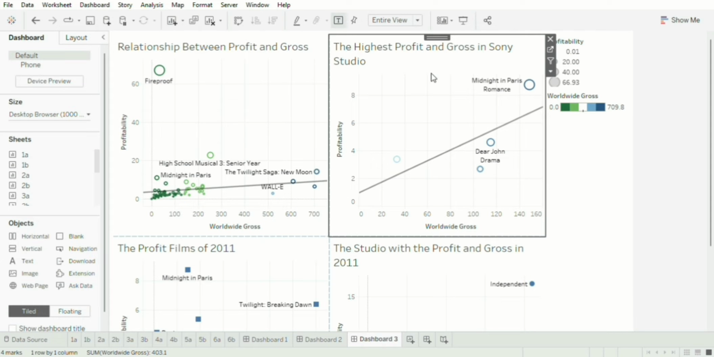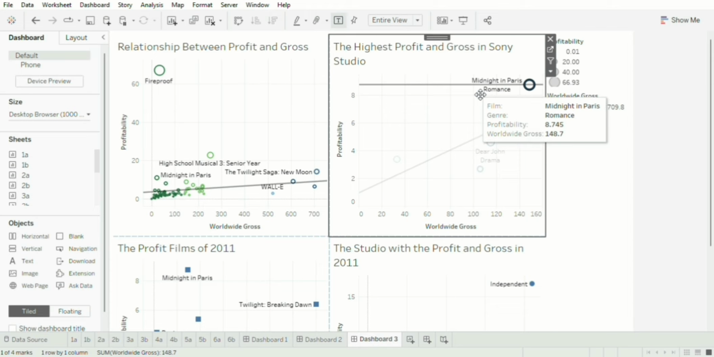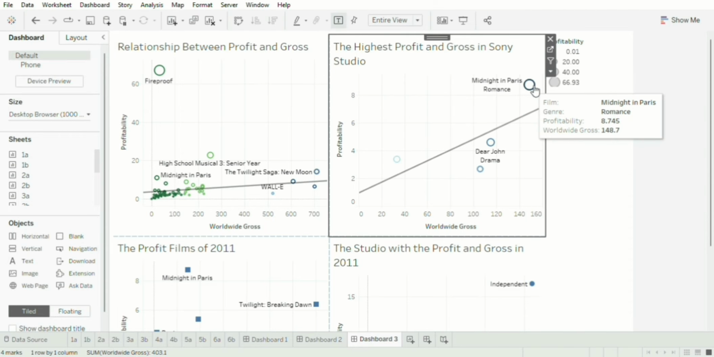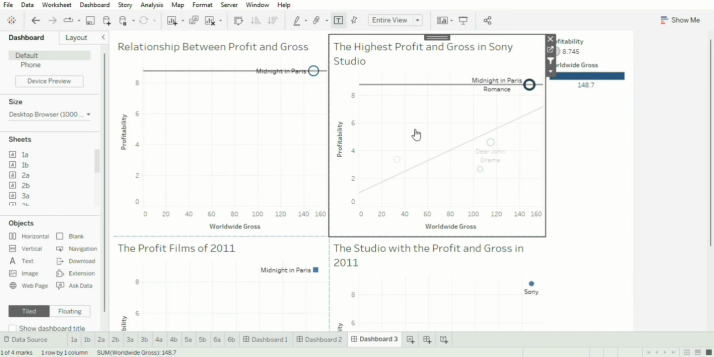So first of all, why did I choose the Sony studio? Because from the previous data, we found that the film Midnight in Paris is interesting, both in audience score and in Rotten Tomatoes. Also, the genre of the film is high in profit and worldwide growth. So here, let's click on Midnight in Paris and use a filter.